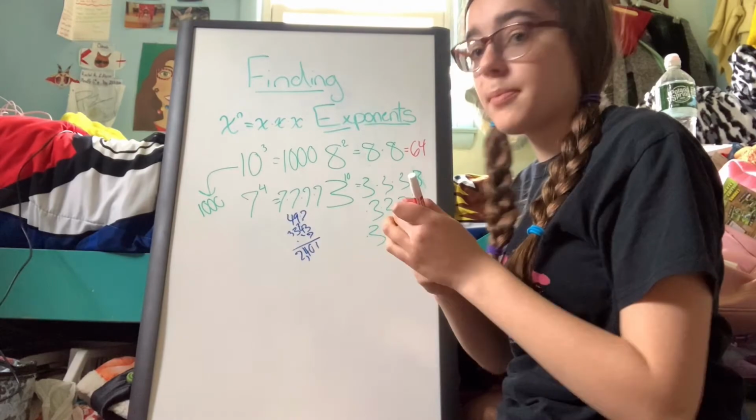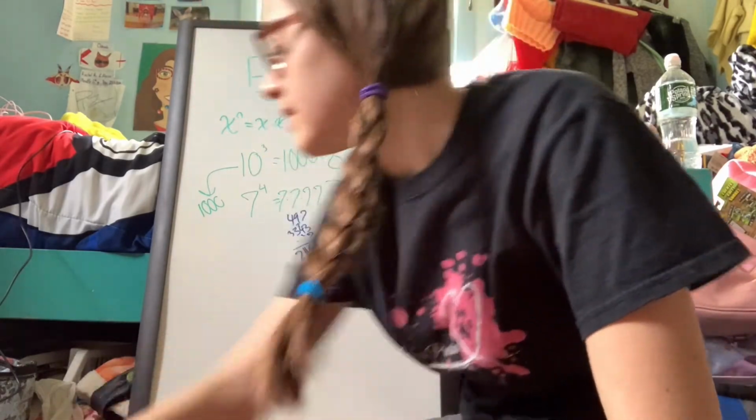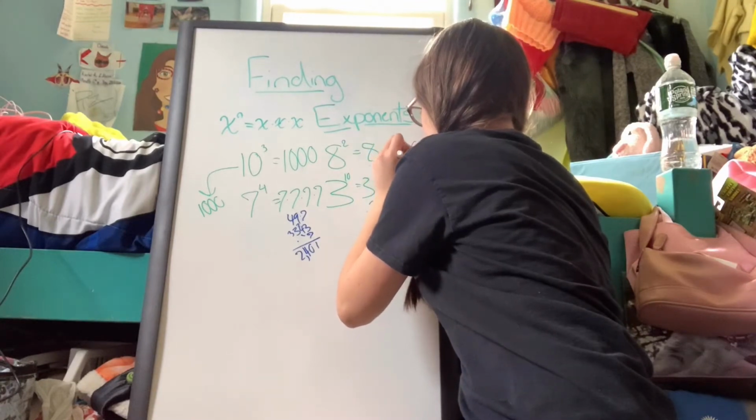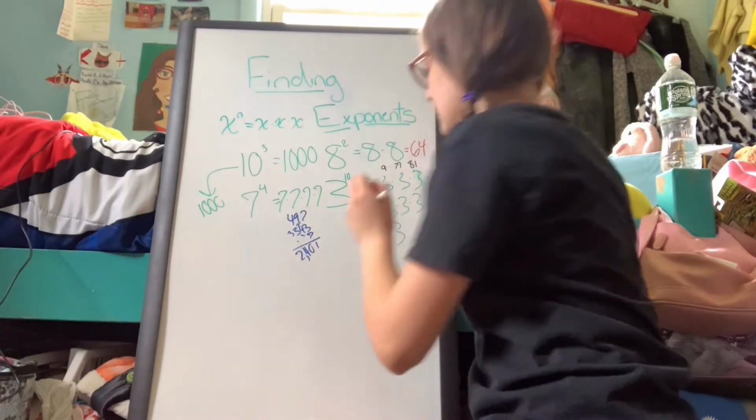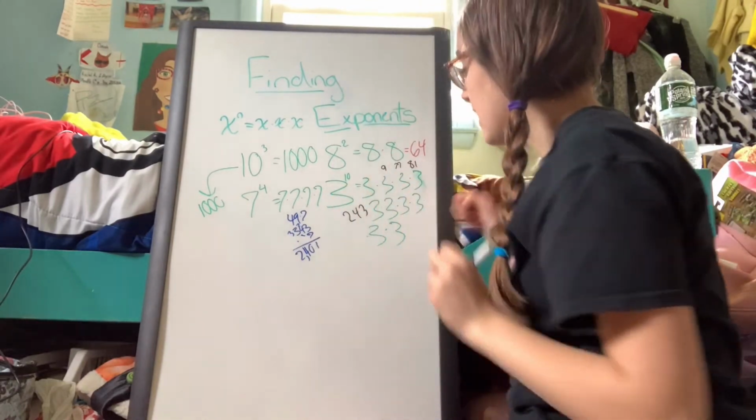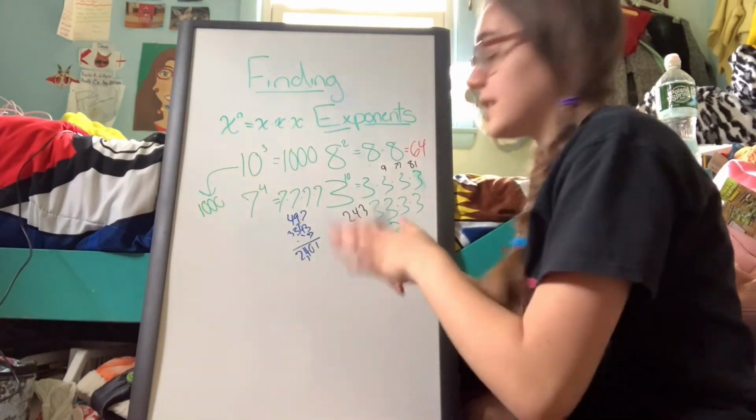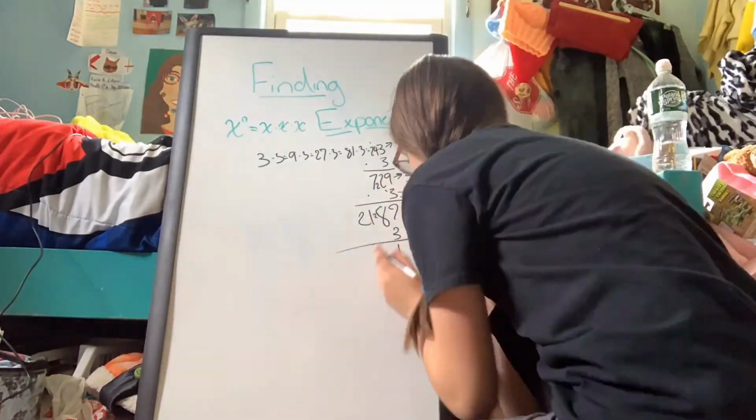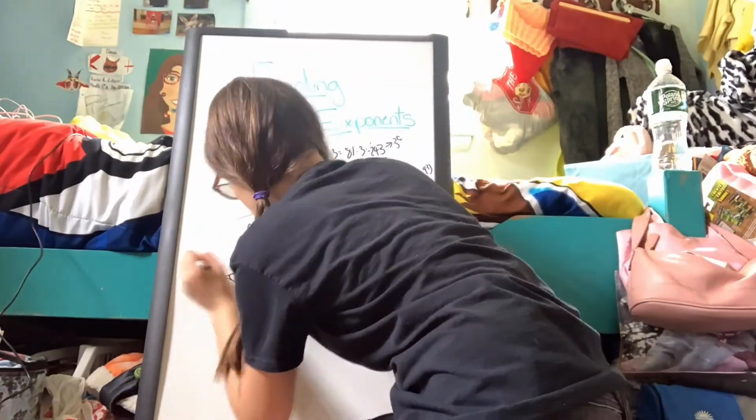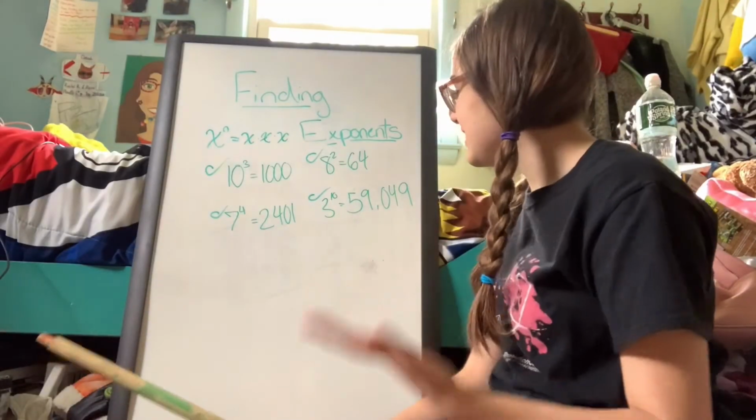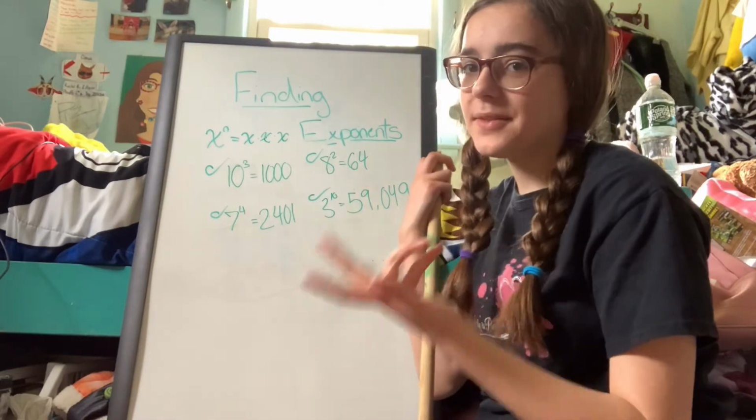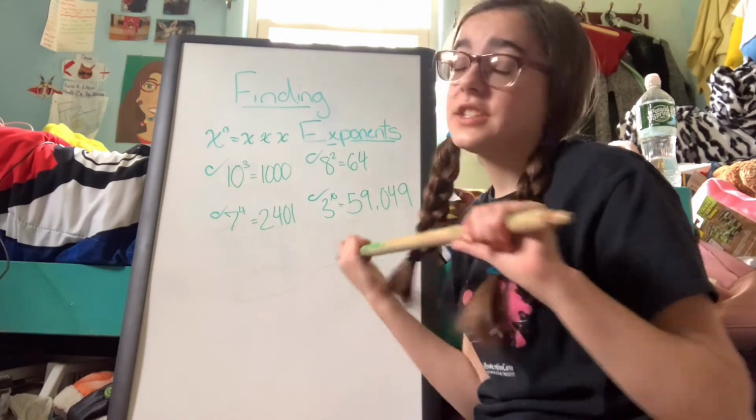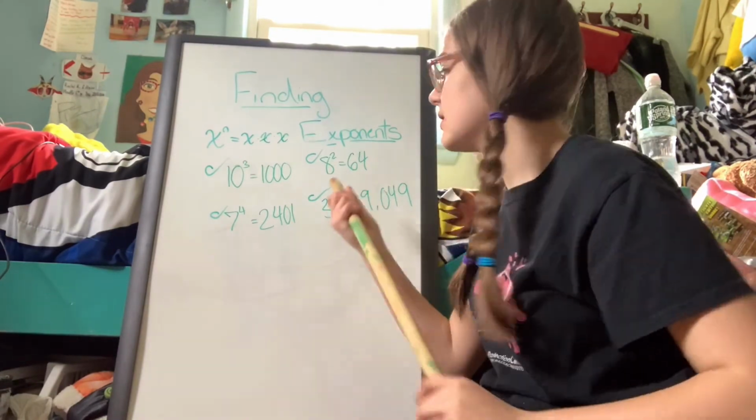And 3 to the 10th, bear with me, this is going to take a little bit of time, is 3 times 3 is 9, times 3 is 27, times 3 is 81, times 3 is 243, and then I am going to do the rest of this off screen. Alright, so as you could see, I did 3 to the 10th, and it was quite a bit of work. But I got 59,049, which I looked up and was correct.